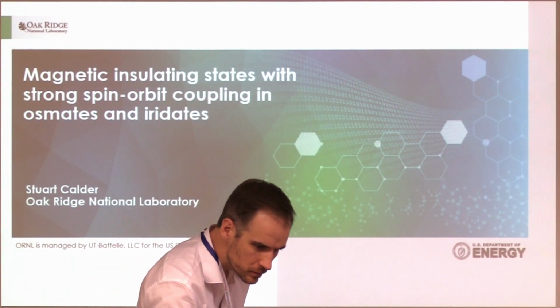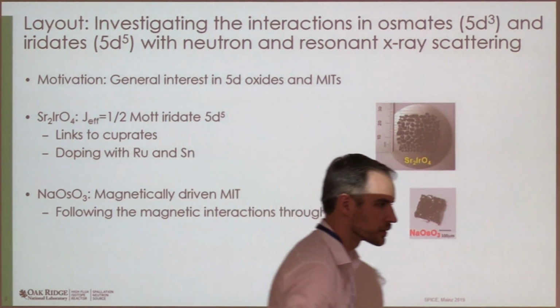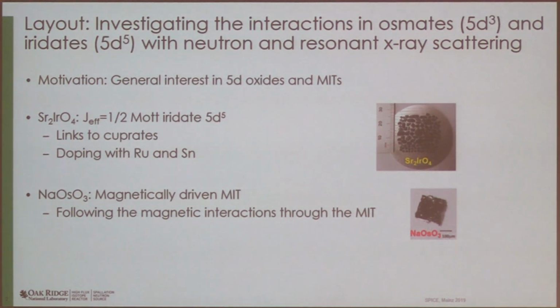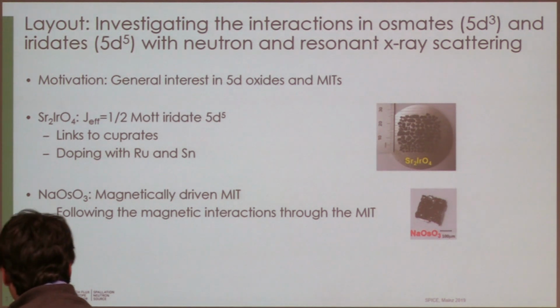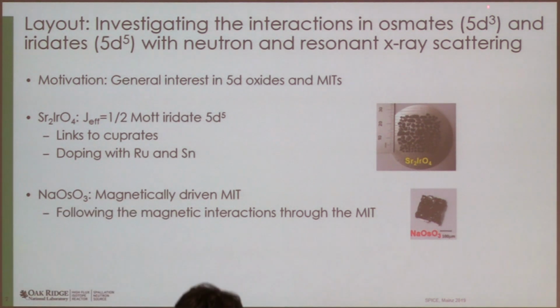I had a fairly generic title, so here I thought I'd show a layout of what I'm actually going to talk about. I'm going to talk about two different materials: one osmate with 5d3, and an iridate that we've all seen already, strontium 2 iridium O4 with 5d5. I'll present neutron scattering and resonant X-ray measurements to look at the magnetic ground states and the excitations.